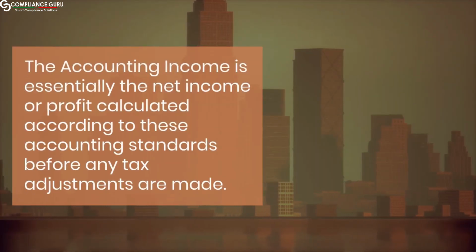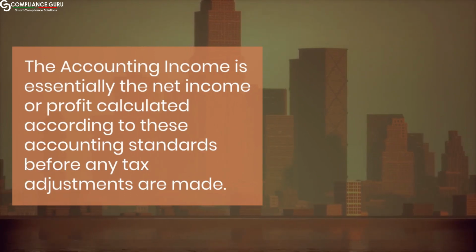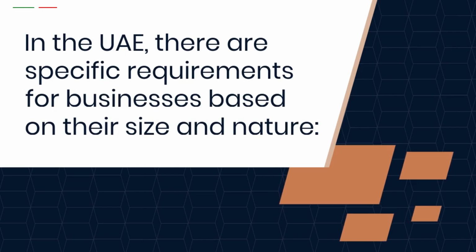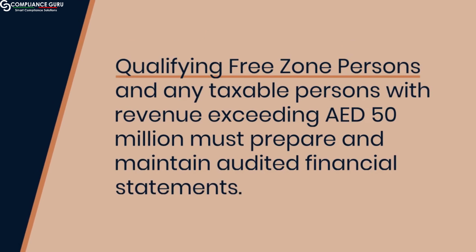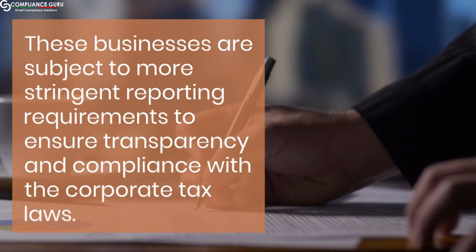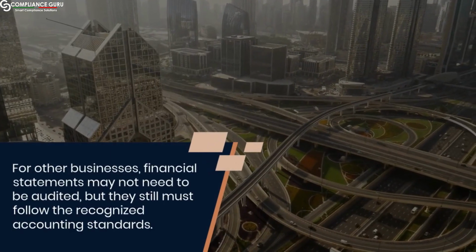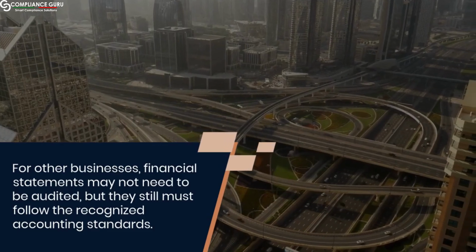The accounting income is essentially the net income or profit calculated according to these accounting standards before any tax adjustments are made. In the UAE, there are specific requirements for businesses based on their size and nature. Qualifying free zone persons and any taxable persons with revenue exceeding AED 50 million must prepare and maintain audited financial statements. These businesses are subject to more stringent reporting requirements to ensure transparency and compliance with the corporate tax laws. For other businesses, financial statements may not need to be audited, but they still must follow the recognized accounting standards.